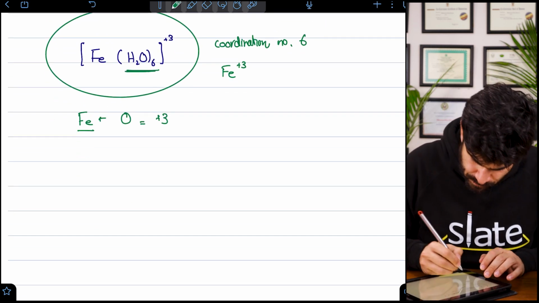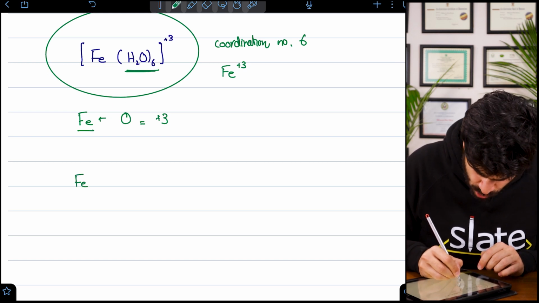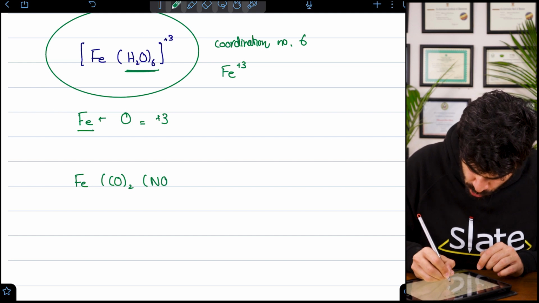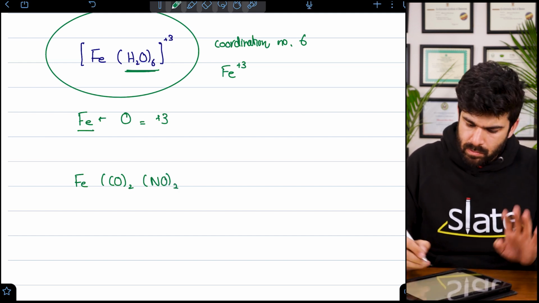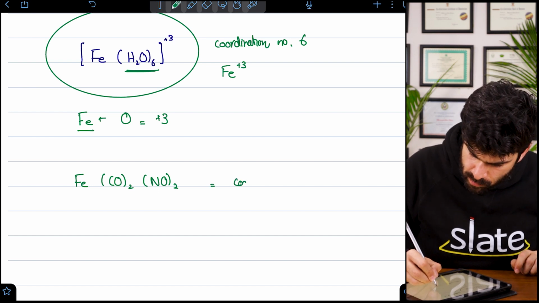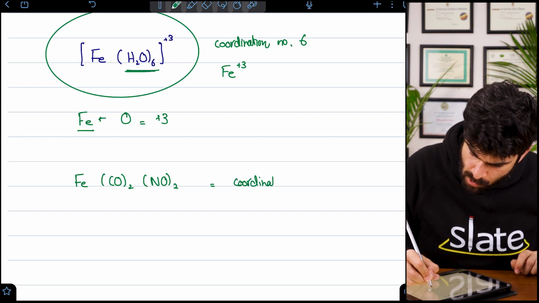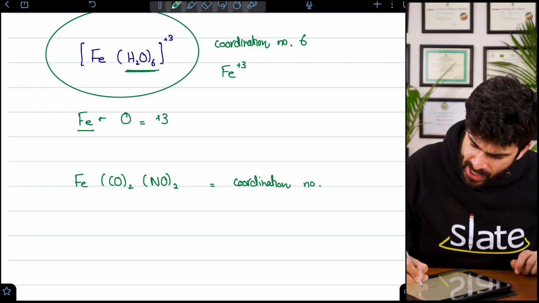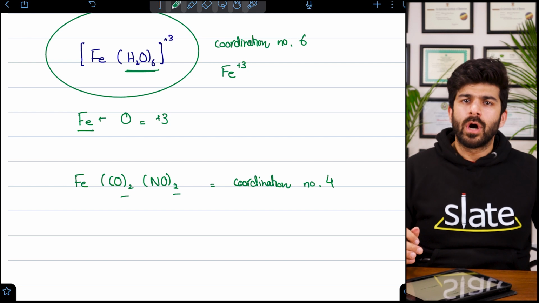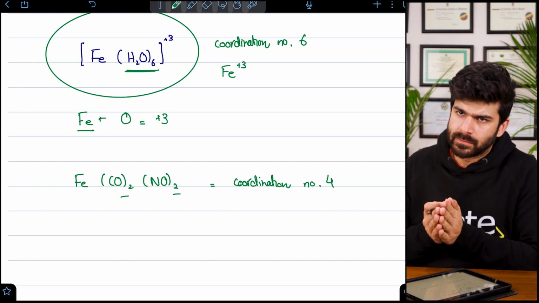For instance, if we have iron bonded to CO and NO2, no charge. What is the coordination number? Coordination number is again 4. We just count the bonds. That is how you are going to calculate what's happening.